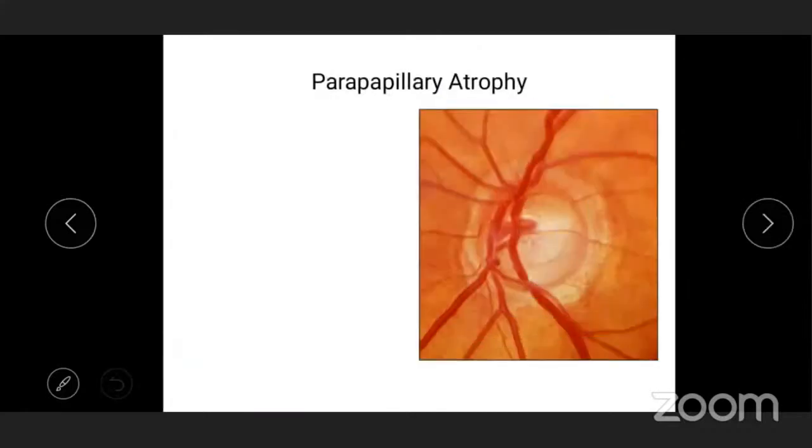So make a habit of this. I know a lot of our residents are not doing this. It's very easy to look at RNFL defects and RNFL loss. You don't need fundus photographs. Yes, with the slit lamp also possible.